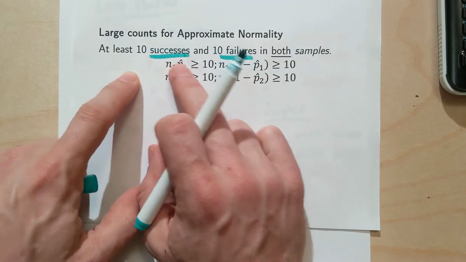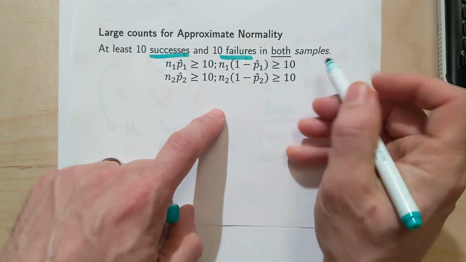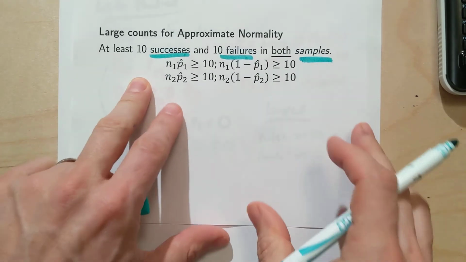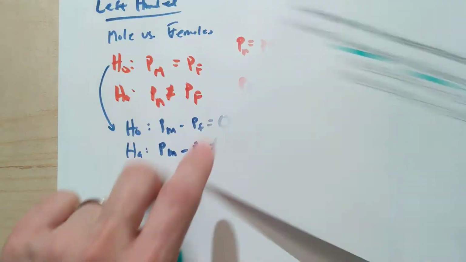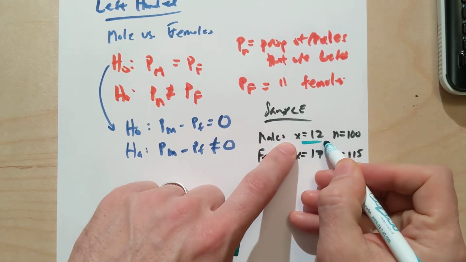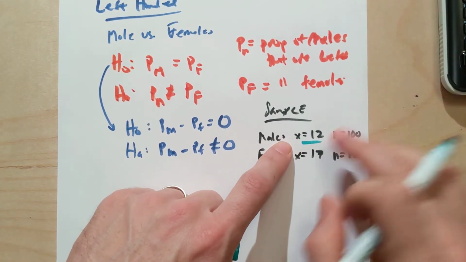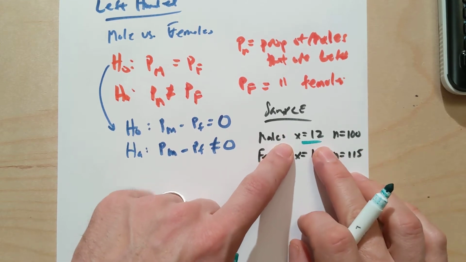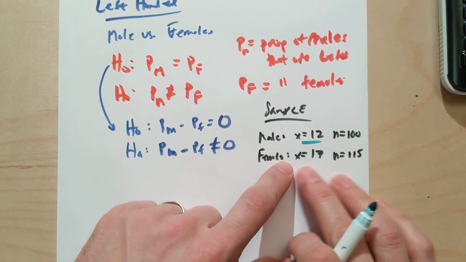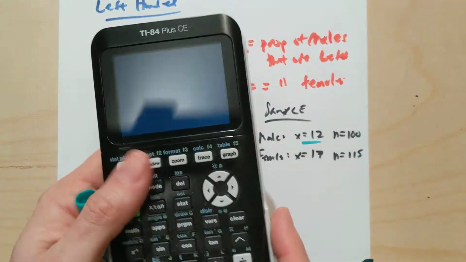So I'll actually look at the number of successes and the number of failures in my sample itself. In this case, you'll notice that this X really was the description of how many people were left-handed. So I had 12 people that were left-handed, which left 88 that were right-handed, or maybe just not left-handed. What would that even mean? I don't know. And then out of this 115, we had 17 that were left-handed.